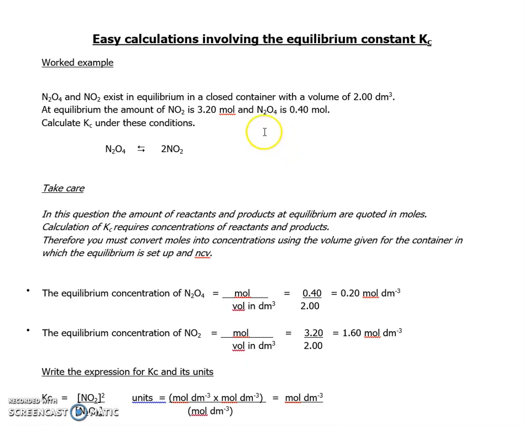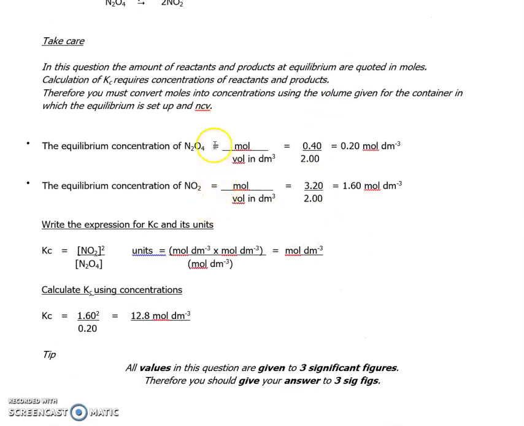Okay. Now, the classic mistake students make is they go, NO2, that's the product, so 3.2 squared divided by 0.4. No, that's not right, because these are the amounts in moles. These are not the concentrations. So the first thing you have to do is convert to concentrations. And to do that, you divide your number of moles by your volume, which in this case is 2. So we've done it here. Moles divided by volume. So 0.4 divided by 2, 3.2 divided by 2.